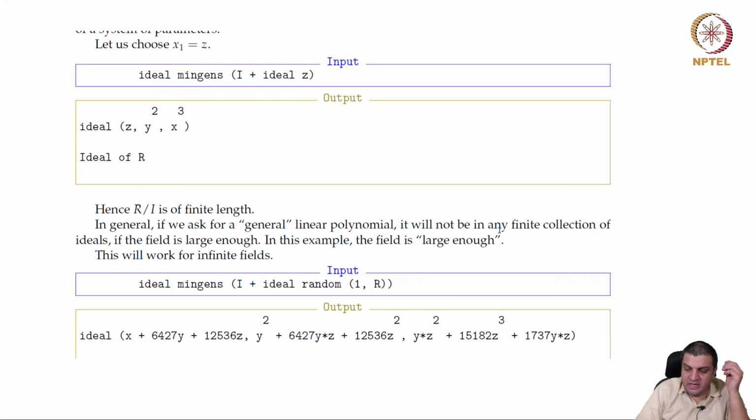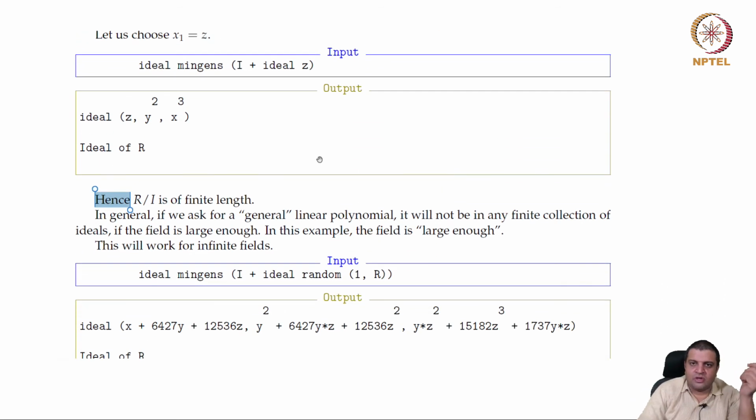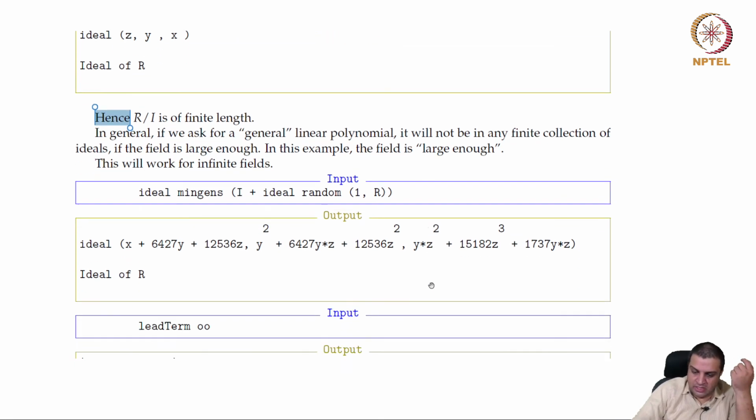In general, if we ask for a general linear polynomial in these sort of situations, it will not be in any finite collection of ideals. So this goes back to the prime avoidance theorem, and this was an exercise. If the field is large enough, and typically large enough means infinite, it will work. In this particular case, 32,749 was also a large enough characteristic. So we can just look at this thing here.